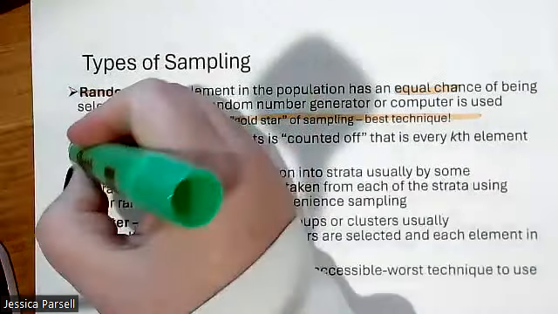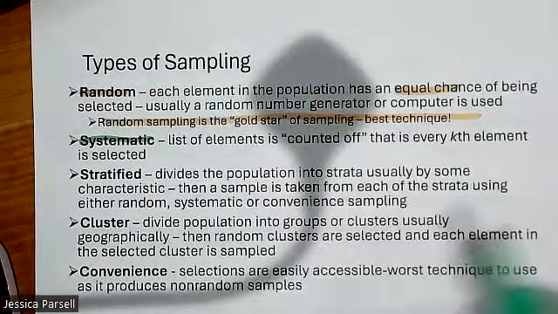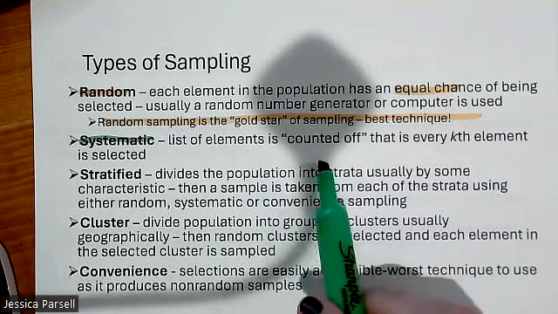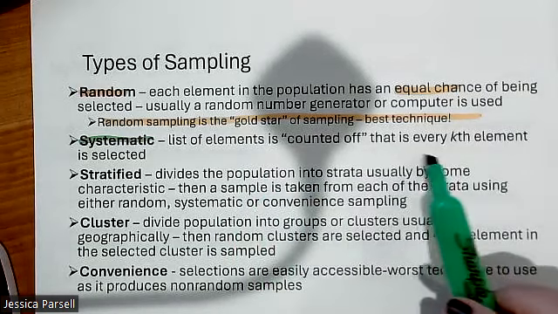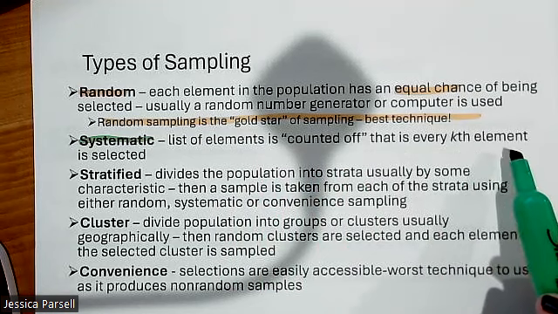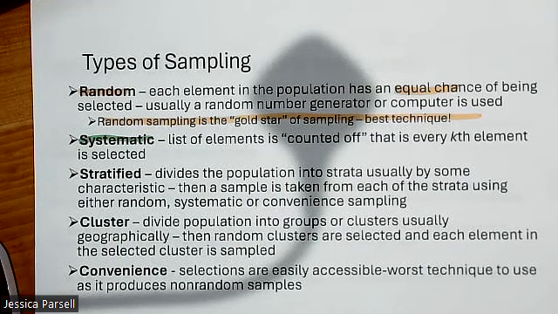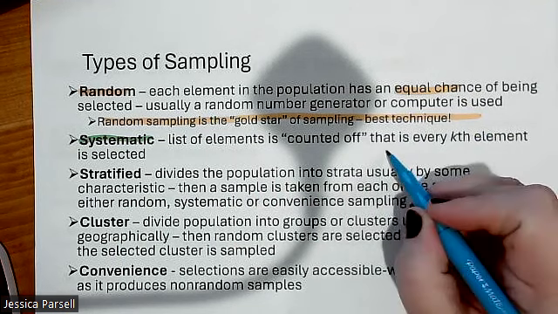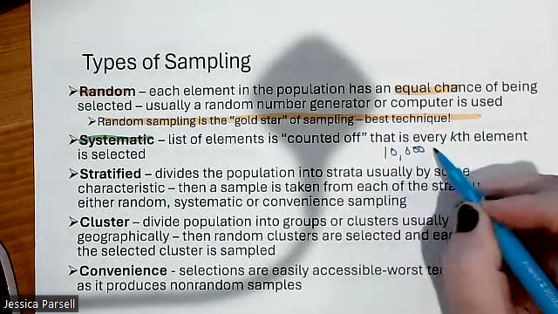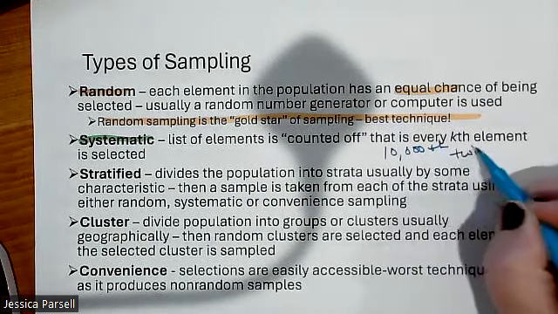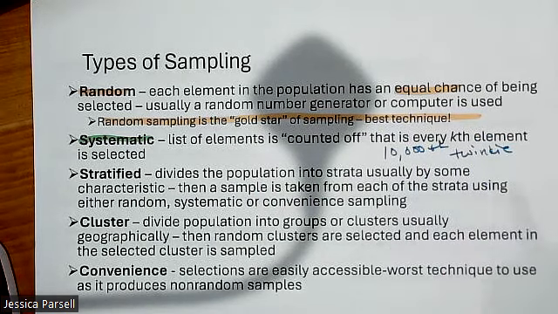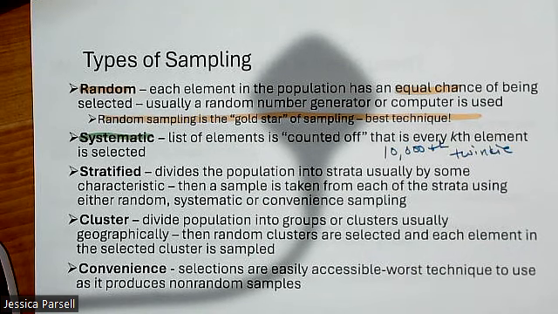The next type is called systematic. Systematic is where you have a list of elements that is counted off. That is every kth element is selected. So what we're trying to say here is maybe you might have every 10,000th Twinkie that comes off of a conveyor belt is sampled. And that's called systematic sampling.